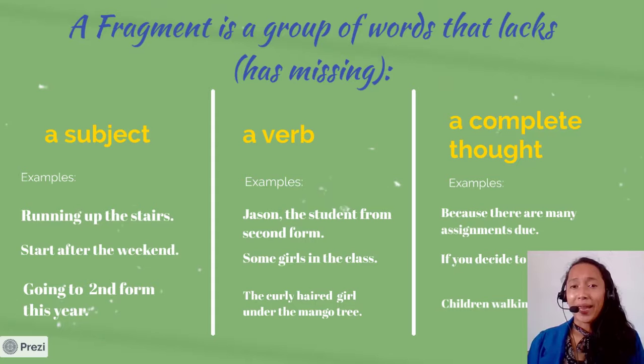The third way you can end up with a fragment is by having an incomplete thought. That means that it has maybe a subject, maybe a verb, but it cannot stand on its own because there are a lot of questions still waiting to be answered. This group of sentences is lacking a complete thought.